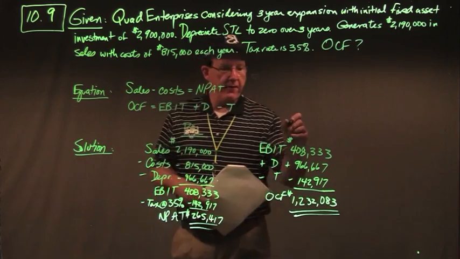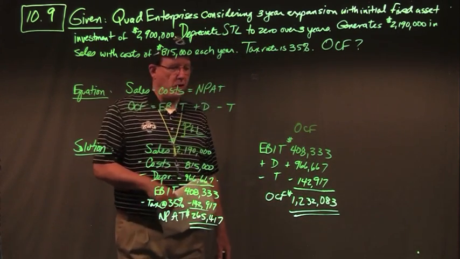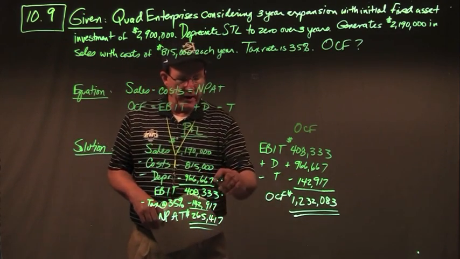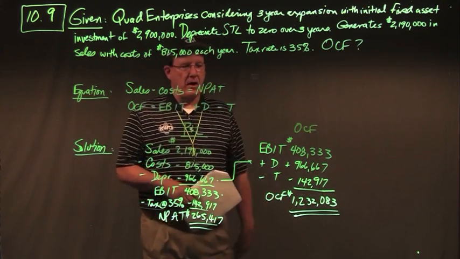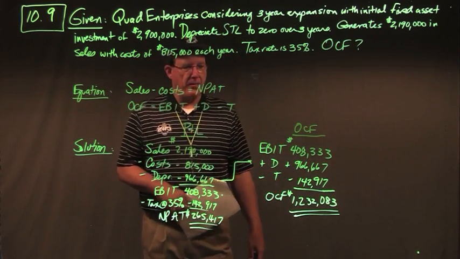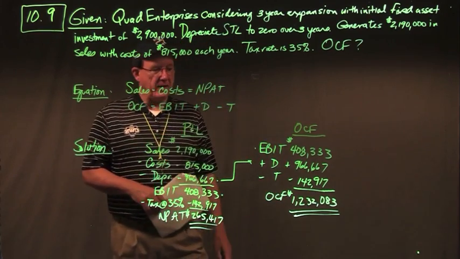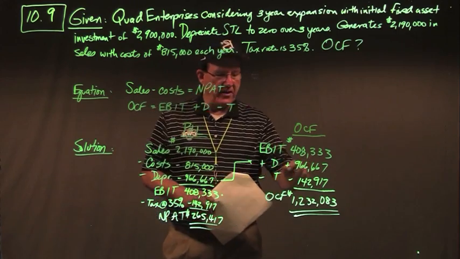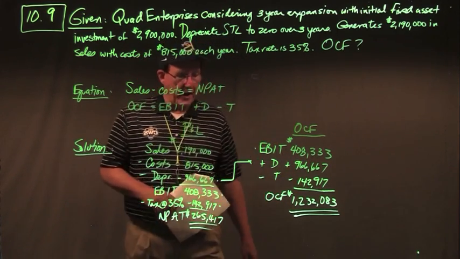Then I need my OCF calculation. EBIT plus D minus T: 408,333, which I get from the P&L. Depreciation, which I get right from the P&L, 966,667. I add that back because depreciation is a non-cash expense and I'm looking for cash, operating cash flow. So I took it out to get EBIT, I must add it back to get cash, or operating cash flow. Plus 966,667 minus taxes, which is a cash expense, of 142,917.